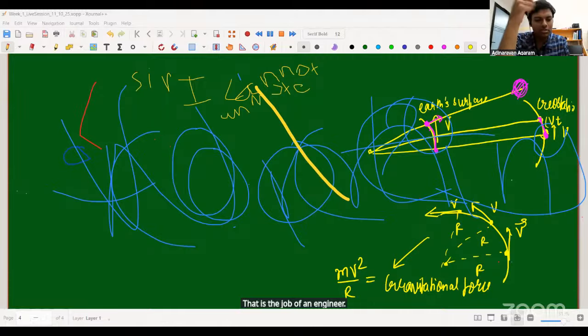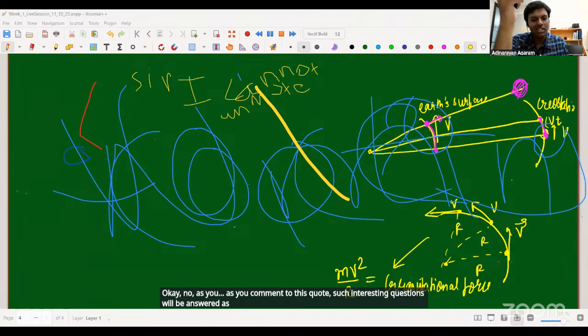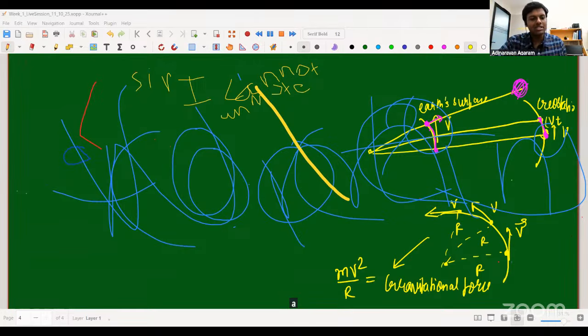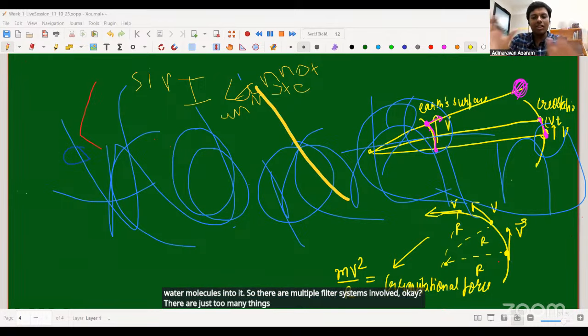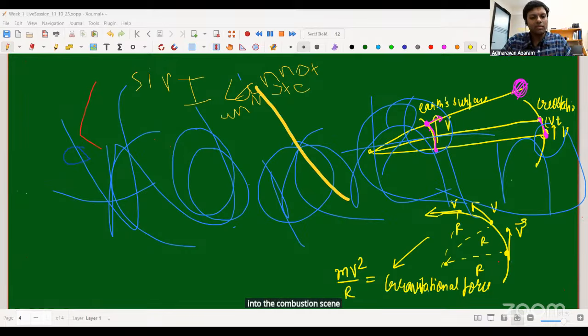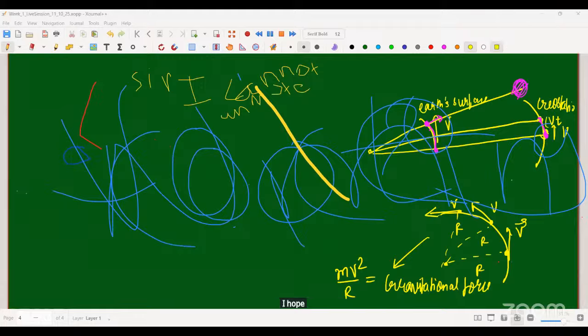That is the job of an engine. Okay, as you come into this course, such interesting questions will be answered as part of a bachelor's course in propulsion, because there is a lot happening inside an engine. An engine is not just taking air. If there is a rain, it is also taking water molecules into it. So there are multiple filter systems involved. There are just too many things part of an engine that will avoid all these complications and just take air into the combustion chamber. That's all. I hope that was clear. Okay, sir. Thank you, sir.